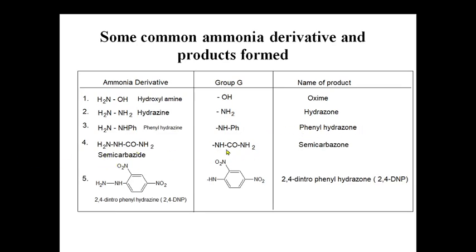Semicarbazide, NHCONH2, the urea group is present there, and you get the product semicarbazone. And when you are using 2,4-dinitrophenylhydrazine, it's 2,4-DNP, a very important characteristic reagent for the detection of carbonyl compounds. This 2,4-dinitrophenylhydrazine group is this one. This group is G, and the product formed is 2,4-dinitrophenylhydrazone, shortly called 2,4-DNP.